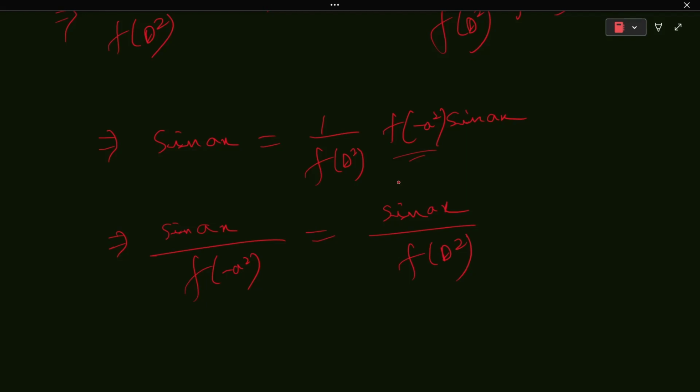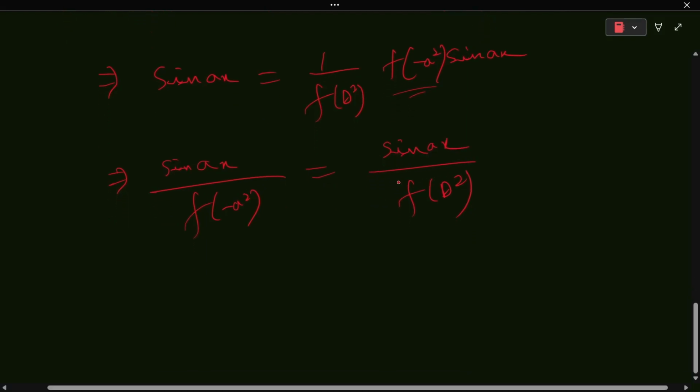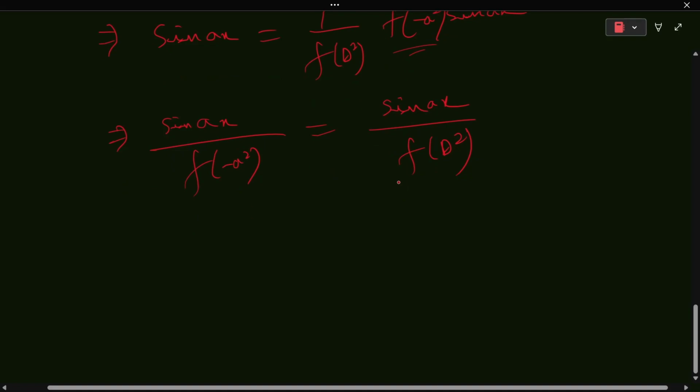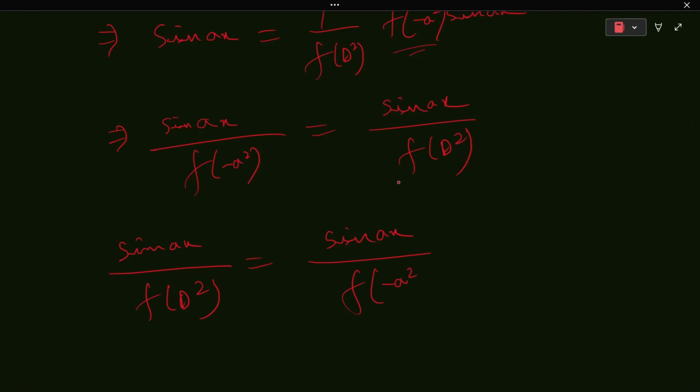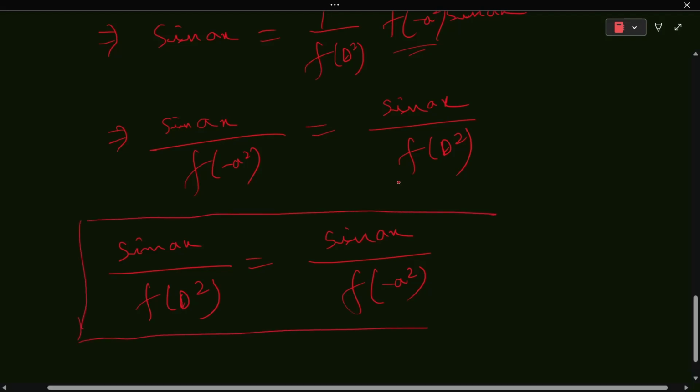So this is the rule that I am going to try to find out for that long proof. Okay, so this is what we have: sin(ax) by f of D squared is equal to sin(ax) by f of minus a squared. So D is eliminated. This is the solution of that part when we have sin(ax) by f of D squared; it becomes sin(ax) by f of minus a squared.